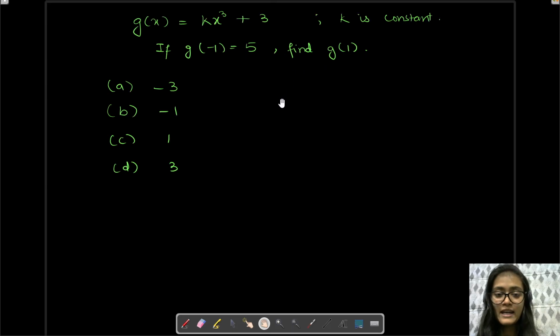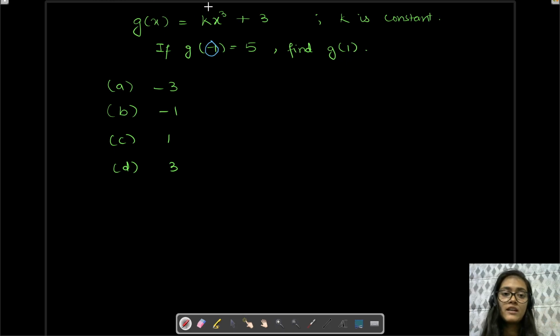Next, you can get something like this. Okay, first of all, let's read the question. g of x is equal to k times x cubed plus 3. Here k is a constant. If g of negative 1 is 5, find the value of g of 1. So they have given you the output when input is negative 1. Input is negative 1, then output is 5. And we have to find out the output when input is 1.